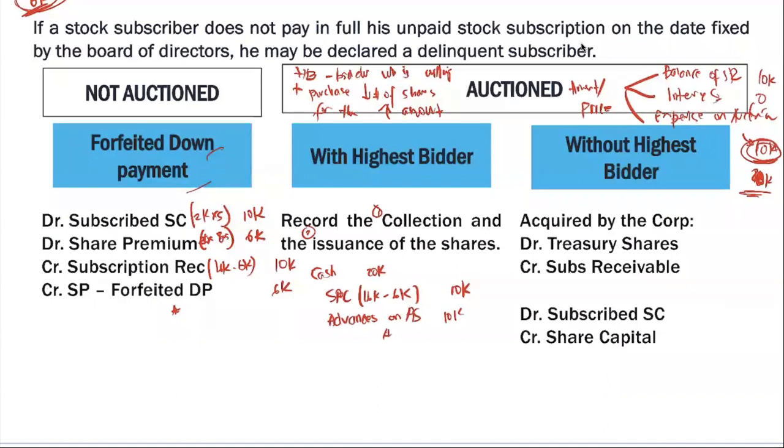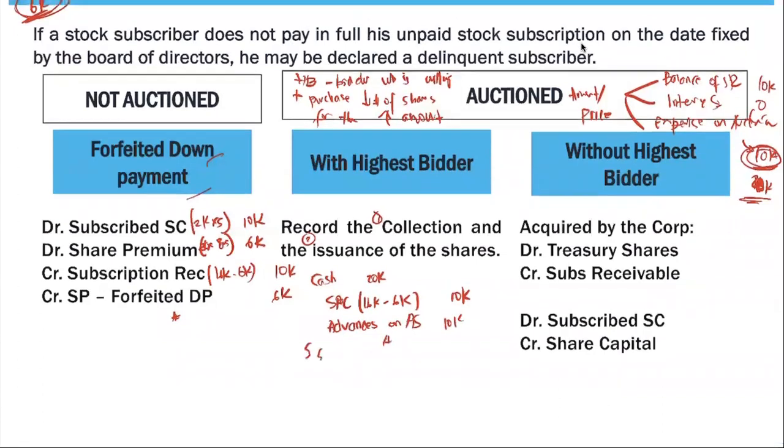After that, we record the issuance of shares. So we remove subscribed share capital and we credit share capital at par. So how many shares? 2,000. What is the par value? 5. So 10,000, 10,000. Okay?